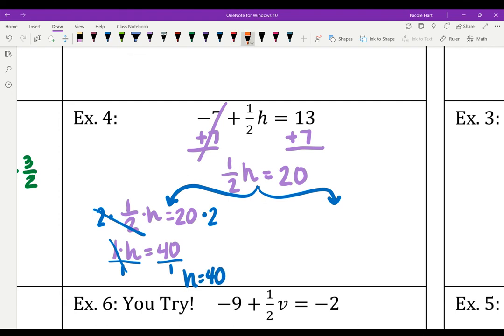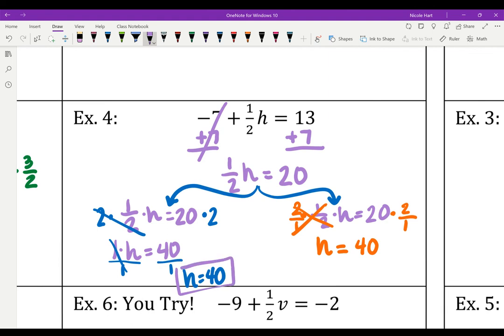If we look on the right-hand side, again, we have that 1/2 times h equals 20. And we can multiply by the reciprocal like we did on the previous problem. So I can multiply by 2 over 1 on both sides. On the left-hand side, the 2 over 1 cancels out, and we're left with h. And then on the right-hand side, 20 times 2 on top. 20 times 2 is 40, divided by 1 doesn't change it, and it's just 40. So both of those work, again, just depending on how you see it. Both perfectly acceptable steps to use.